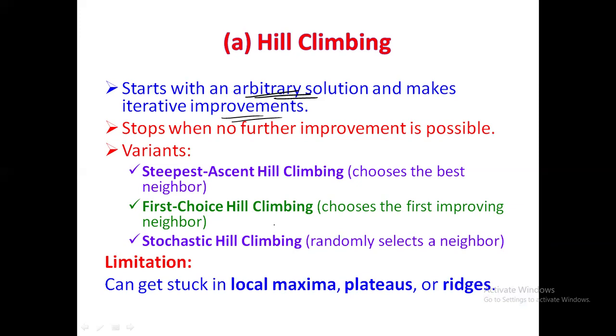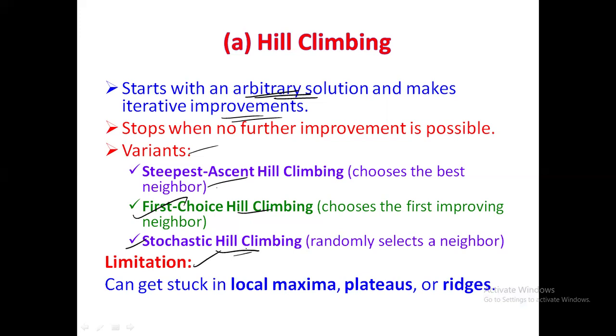There are several variants of hill climbing algorithms that modify how neighbors are selected. The various approaches or variants are steepest ascent hill climbing. It evaluates all possible neighbors and chooses the best one, making it computationally expensive but effective in finding optimal solutions. Next, first choice hill climbing selects the first improving neighbor it encounters, leading to faster but potentially less optimal solutions.